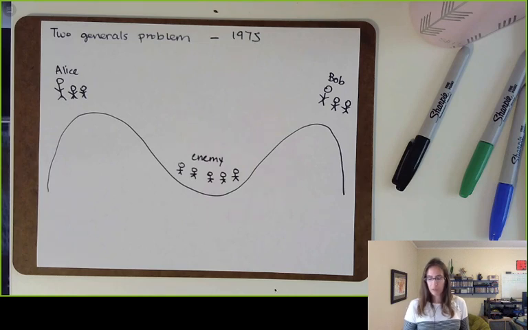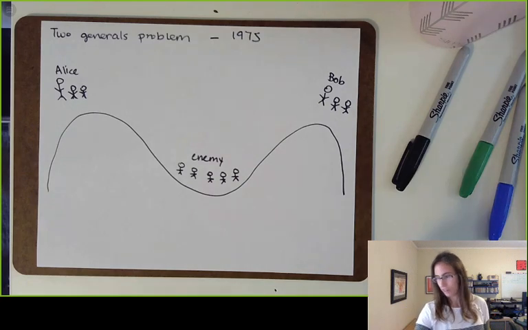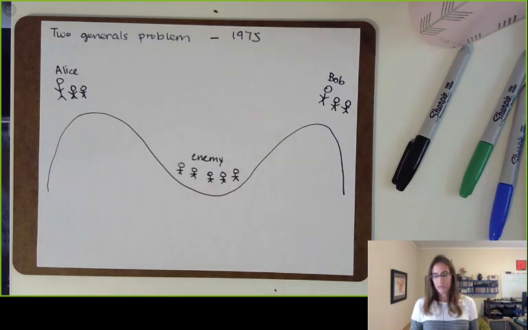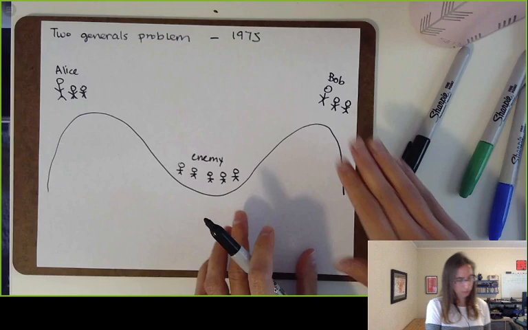So let's walk through what would happen in the best case scenario where no messages are lost and everything goes fine. So let's say that General Alice would like to mount an attack. So Alice sends a message over to Bob. And we can show that with a Lamport diagram if we want to.